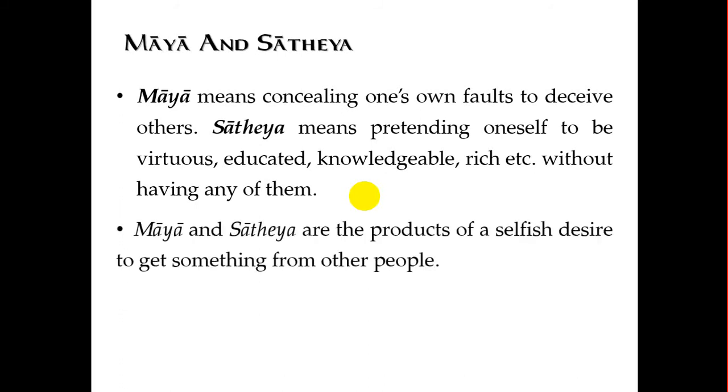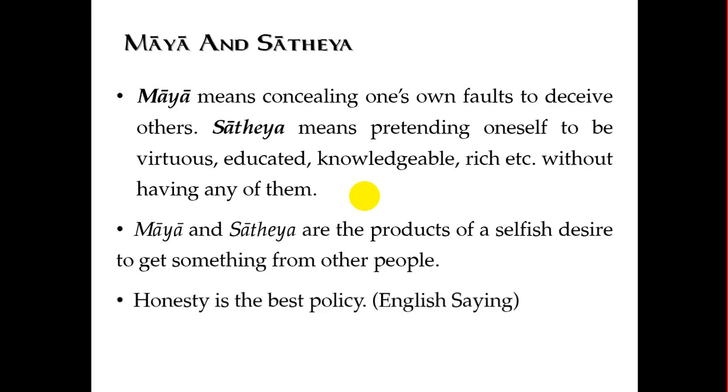So that is honesty. The last one is honesty, right? Maya and Satya are the products of selfish desire to get something from other people. Lack of honesty, right? Therefore, English people say that honesty is the best policy. So when you are doing good things, whether you are honest or dishonest, you have to know it, right? We can give one example.